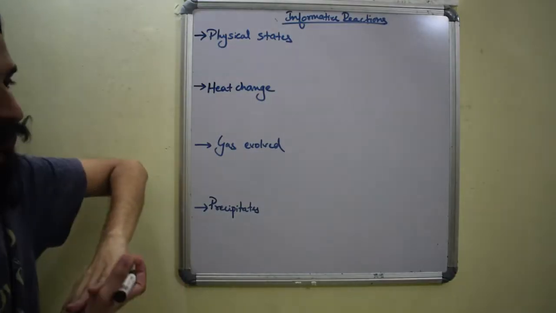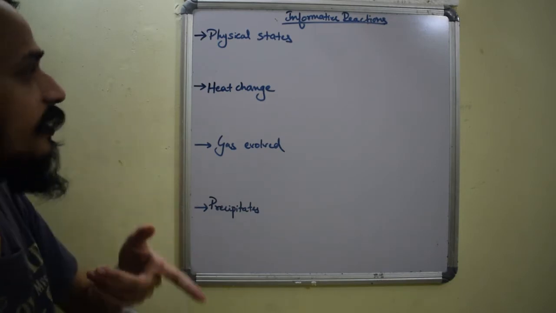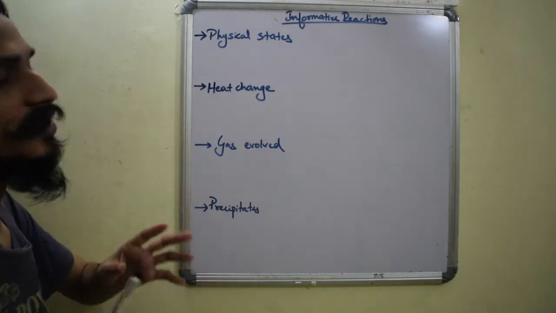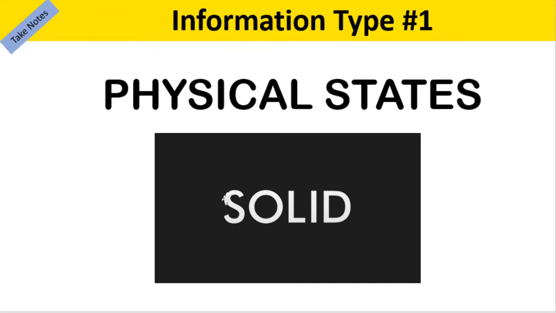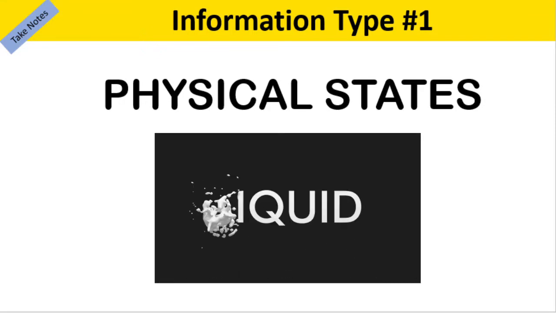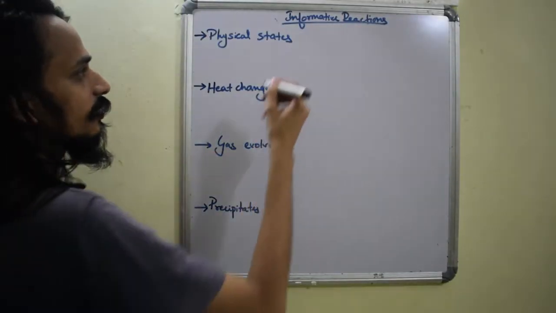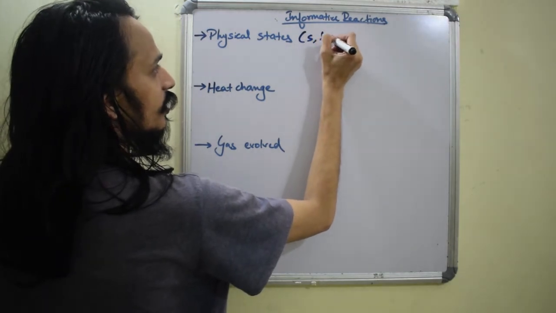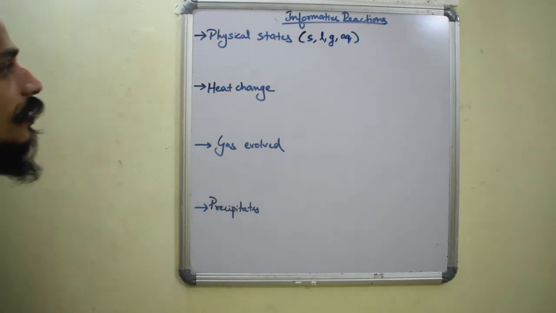physical states. We know matter comes in three states: solids, liquids and gases, right? So we can show all of these states whenever it comes to a chemical reaction. There's also something called aqueous, which I'll explain in a bit. So I can say solid, liquid, gas and aqueous.